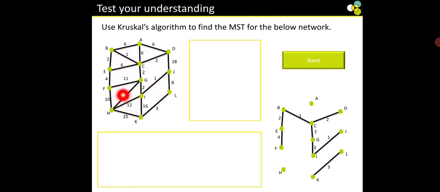So we will go with the next value, that is 4. 4 is available with E to F. So we are having E to F, with 4. So we just mention here 4. Next, what is the next least value? In the sense, 6. So B to A, here we have a value with B to A.